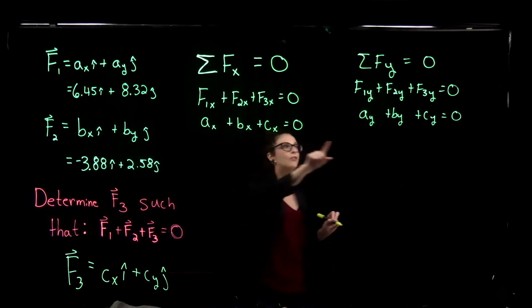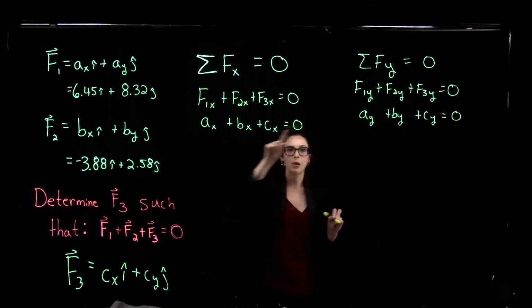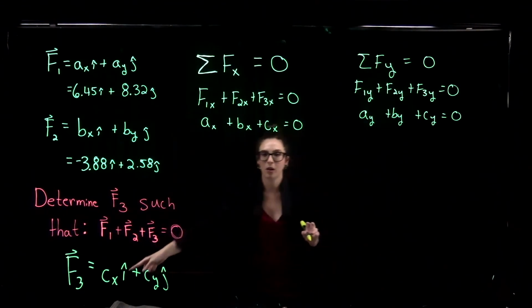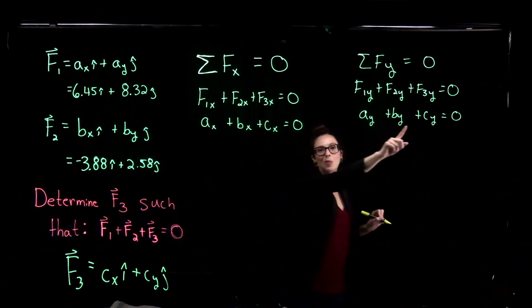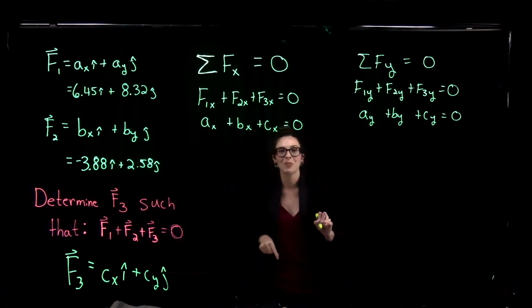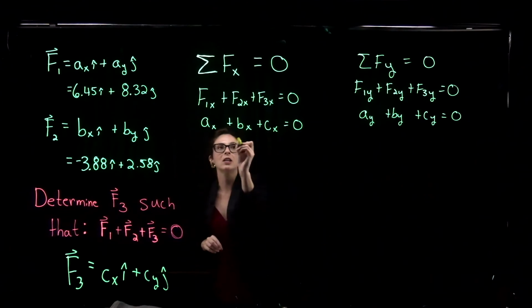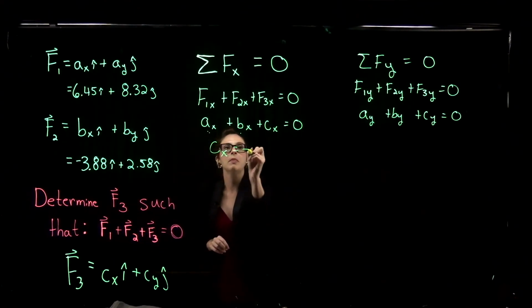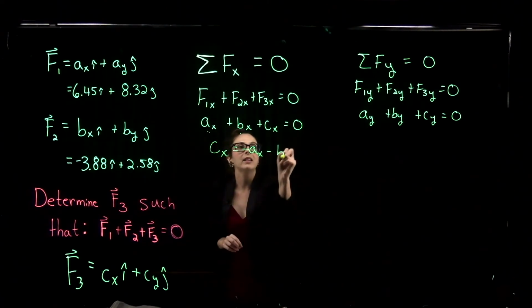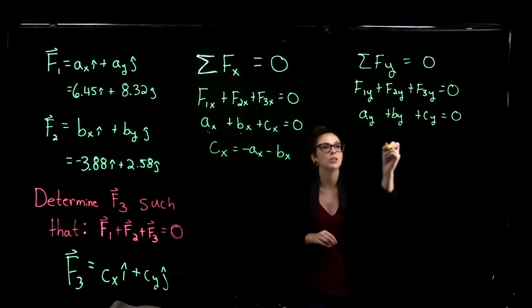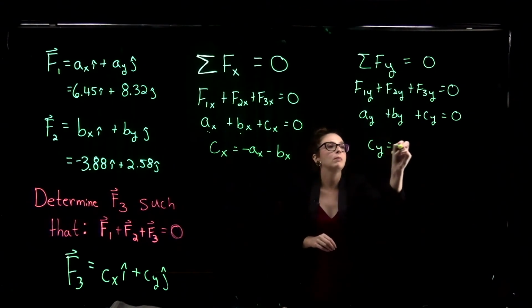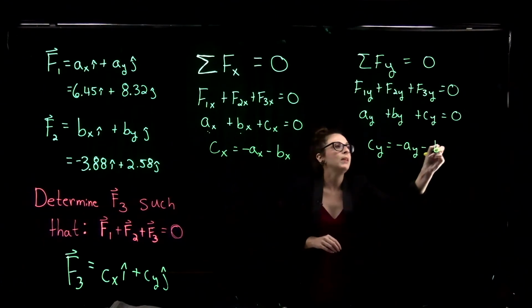So now we can solve for the x component and the y component of my third vector here. I'm going to solve this equation for CX, the x component of my third vector. So I'm going to move these two terms to the other side. So CX is equal to minus AX minus BX. And I'll do the same thing for CY. CY is equal to minus AY minus BY.